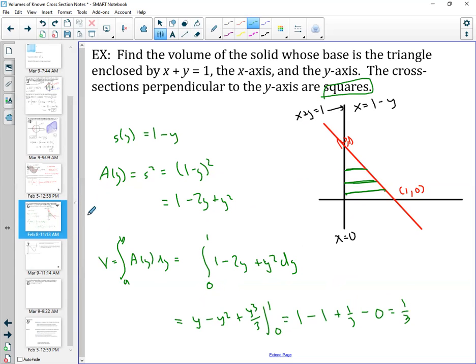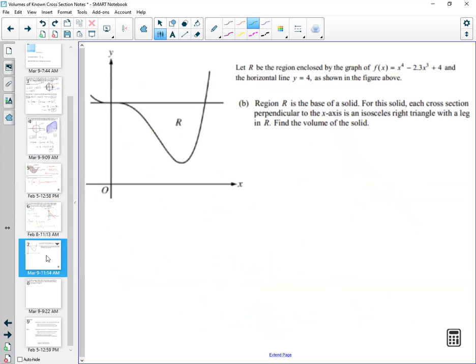This one was in terms of y because the cross section is perpendicular to the y-axis. So they went sideways now. Again, it's right minus left this time instead of top minus bottom.